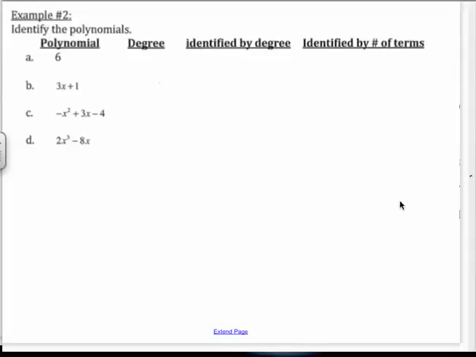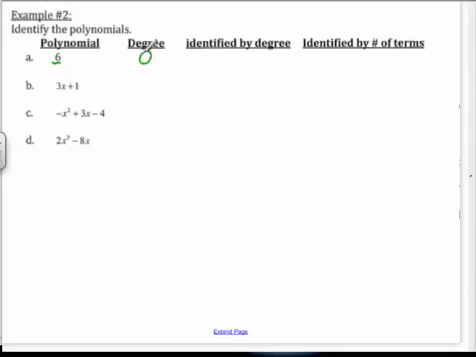Okay, guys, this one is not really a you-need-to-do-it example. This is more of an information example. All right. So I'm going to go through this relatively quickly, but let's just look at it. 6, this is a constant. It doesn't have a variable behind it, so that means the variable, if it were there, would have an exponent of 0. So it's a degree 0.